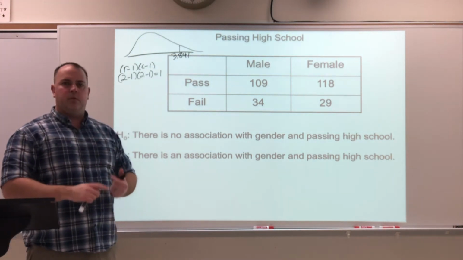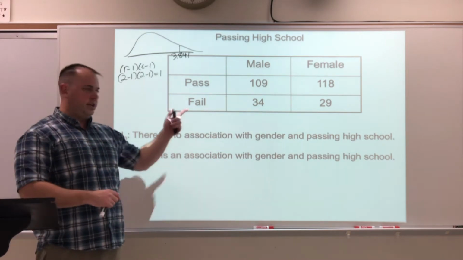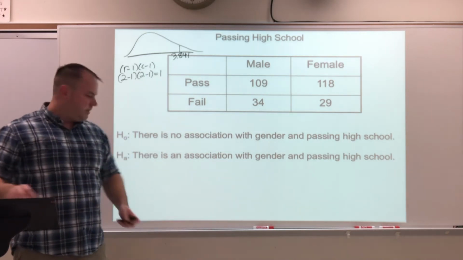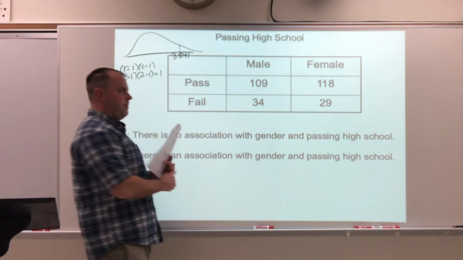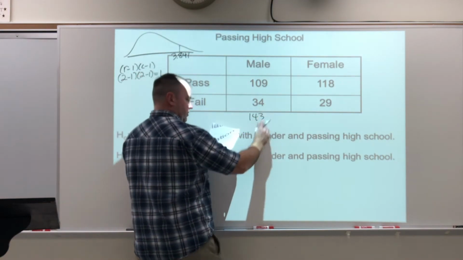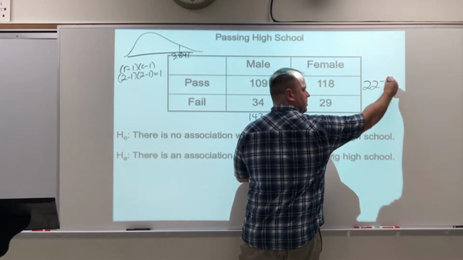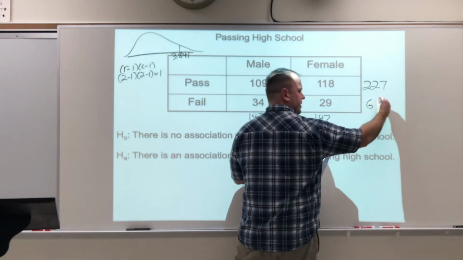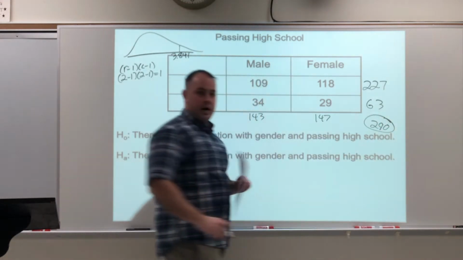Now to get our test stat, we first need to find the expected values, and then we have to find each test stat for each cell and add them all up. So if we're looking at this, the first thing I want to do is find some totals. So if I do the totals going down and going across, 143, 147, 227, 63, and a grand total of 290.